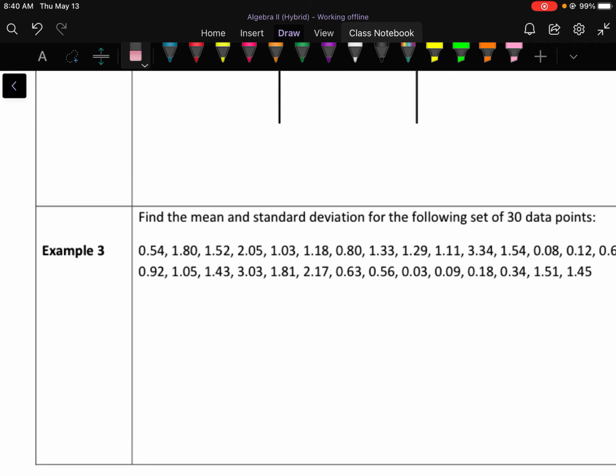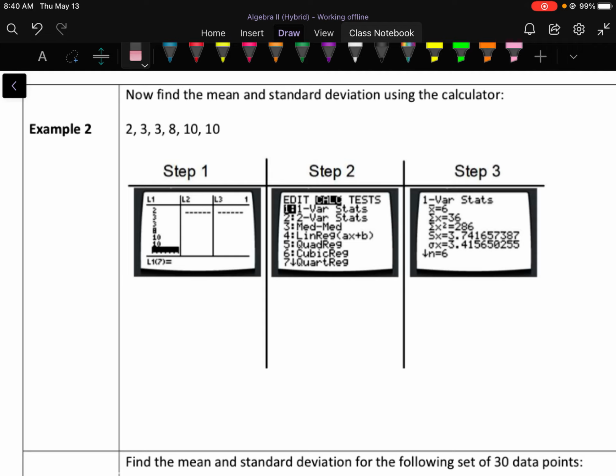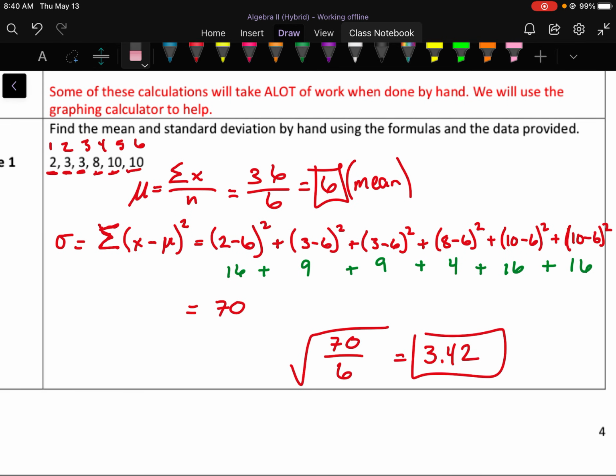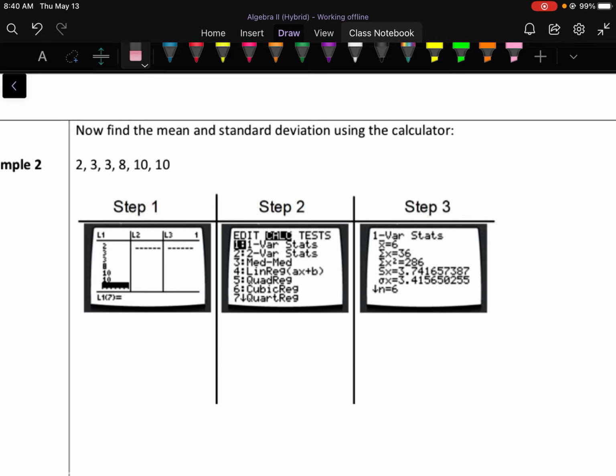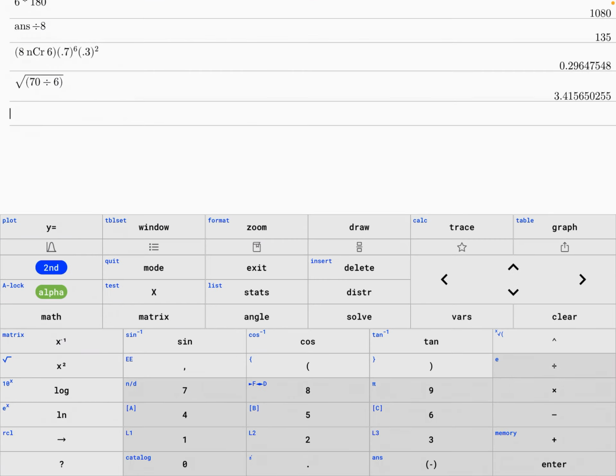So this is probably going to be the most important part here, because not often you're going to find yourself calculating mean and standard deviation by hand. So let's take the same 6 data points. We know what the mean and the standard deviation are, 6 and 3.42 if we round. Let's see if we can get the same numbers on the calculator. So let's open up Calculator Pro.